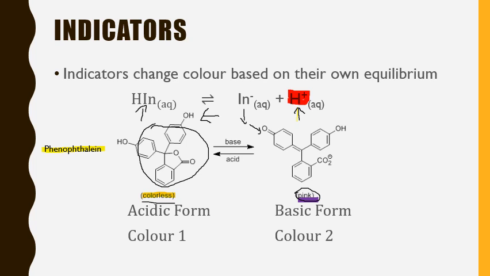Let's say you're adding in a base. Well, a base is going to work in the opposite way. A base is going to decrease the amount of H plus, shift equilibrium to the right, decrease the amount of this colorless stuff, and increase the amount of this pink stuff. Again, it's all Le Chatelier's principle coming back at you.